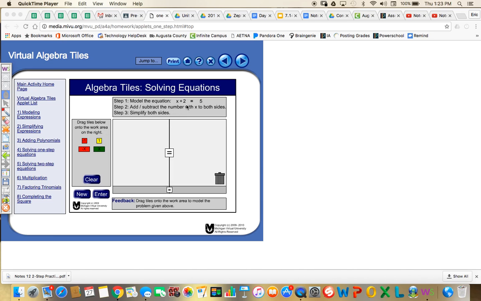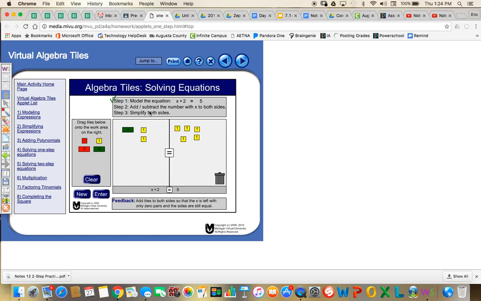So it says model the equation x plus 2 equals 5. So I'm going to take an x, put it over here. I'm going to add 2. And then the middle works as my equal sign. So we want it to equal 5. And you can see right now it does not equal 5. But I want you to watch what happens when I have the 5 over there. Now it's changed to an equal sign, and step 1 is marked off.